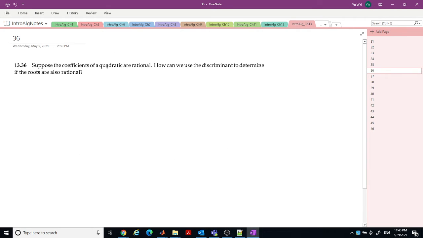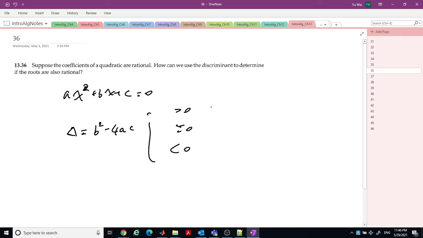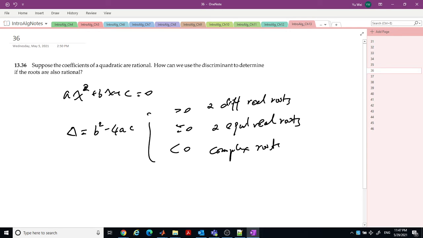Suppose we have a quadratic equation where the coefficients are rational. How do we use discriminants? Let's see, it's ax squared plus bx plus c equals 0, right? Based on the definition, delta equals b squared minus 4ac. Then we have delta greater than 0, equal to 0, less than 0. So it's two different real roots, right? Two equal roots, and complex roots. Okay.